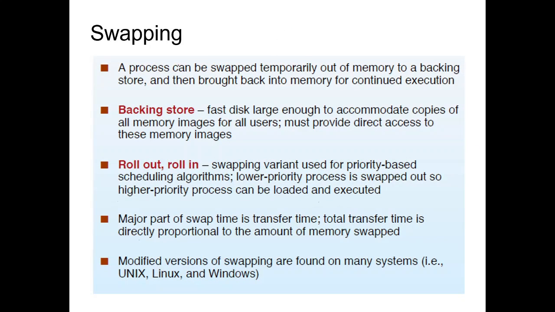Definition: a process can be swapped temporarily out of memory to a backing store and then brought back into memory for continued execution. This backing store is nothing but our secondary memory, where it stores a large amount of data. Swap in and swap out can also be called roll in and roll out.